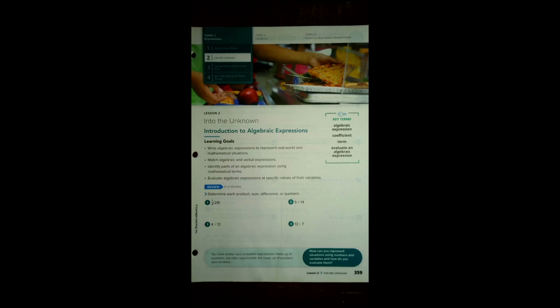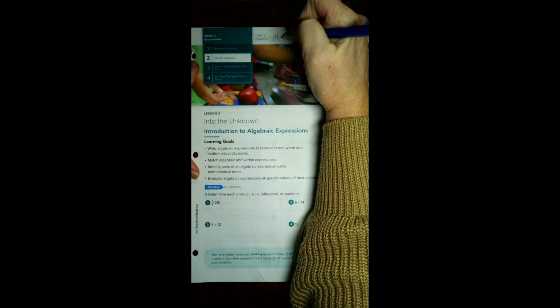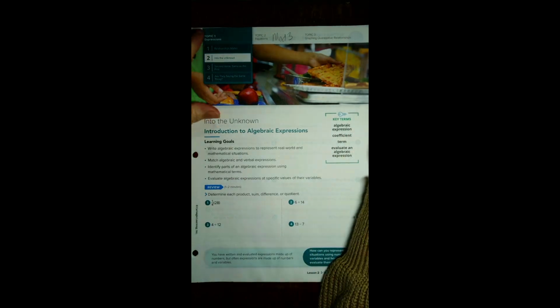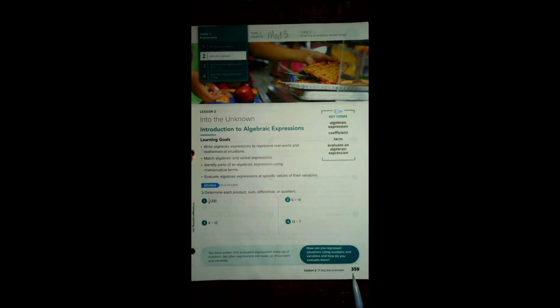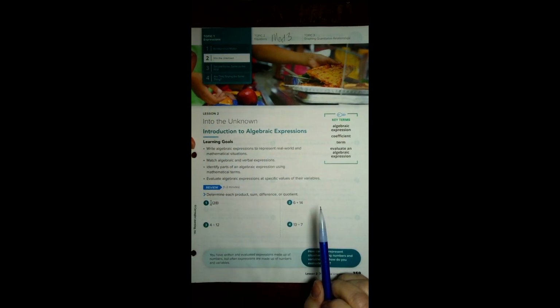Hi everyone, welcome back. We are continuing in Module 3. We are in Topic 1. We are on Lesson 2. We are on page 359 and we're doing the introduction.